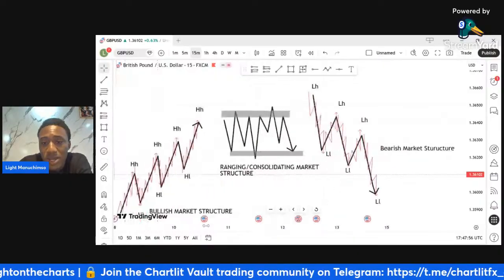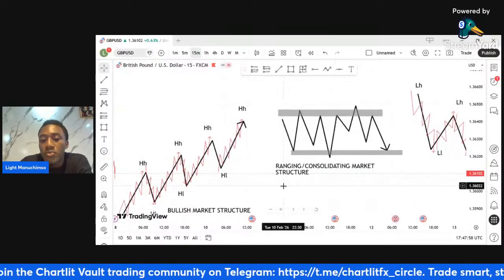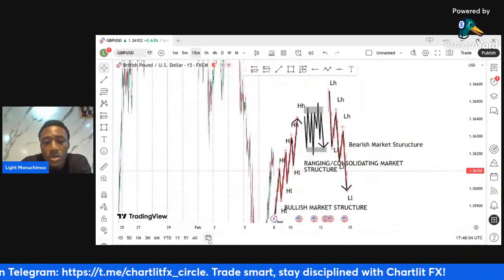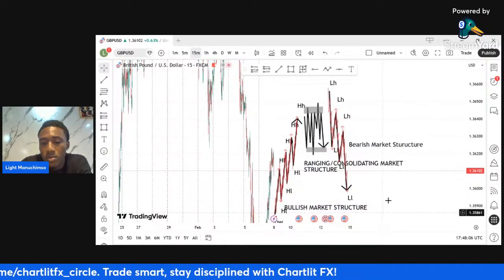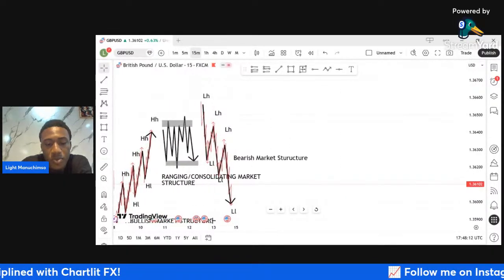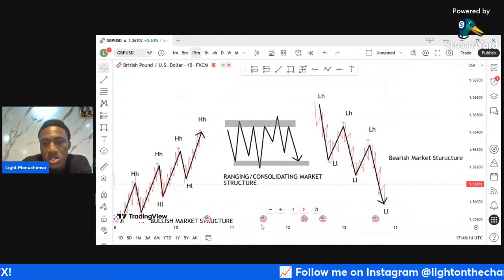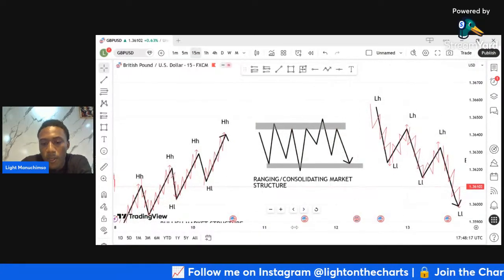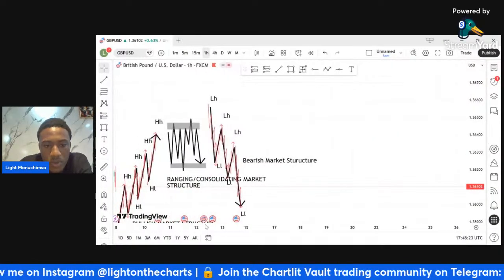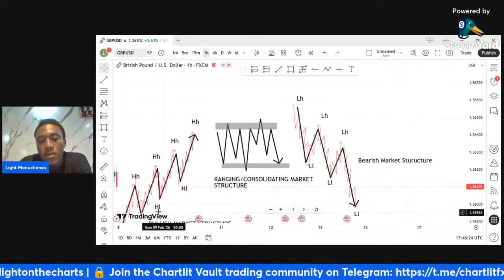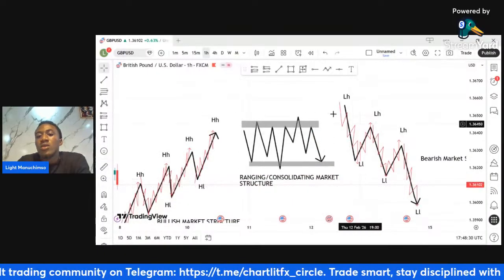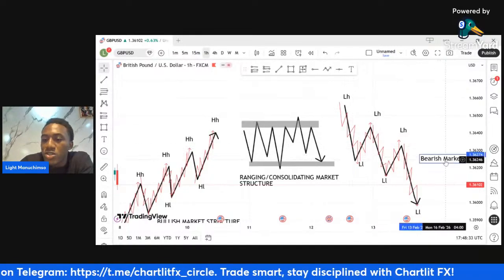And then the next market structure we're going to be talking about is the bearish market structure. Let me zoom in a bit so that we get to see. Okay, wait, let me go to a different time frame so that we get to see it when I'm zooming. So now we're talking about the bearish market structure.